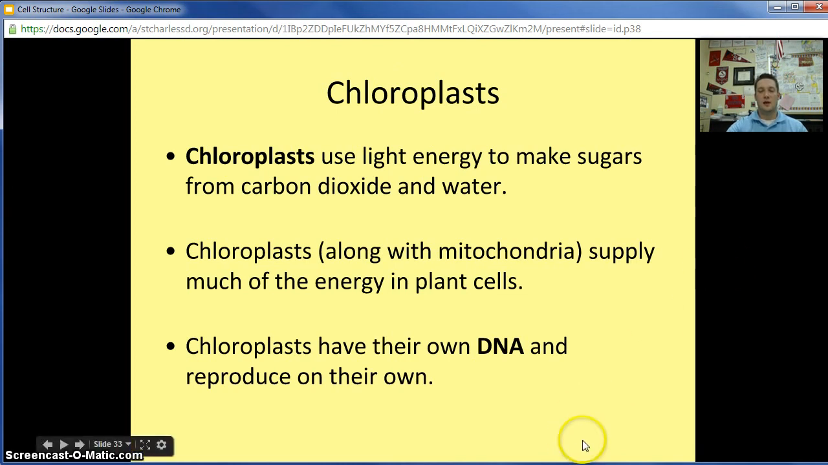Okay, just like mitochondria, they have their own DNA. And they actually reproduce separately also. So there's a lot of things mitochondria and chloroplasts have in common. There's a lot of interesting biological theories about how that came to be, something that we might have a chance to talk about in class, or you can Google it on your own.